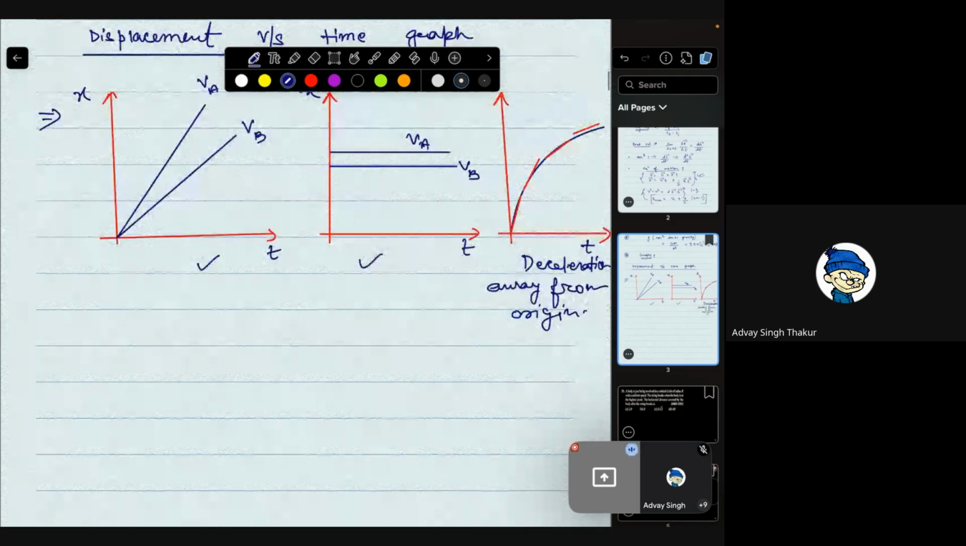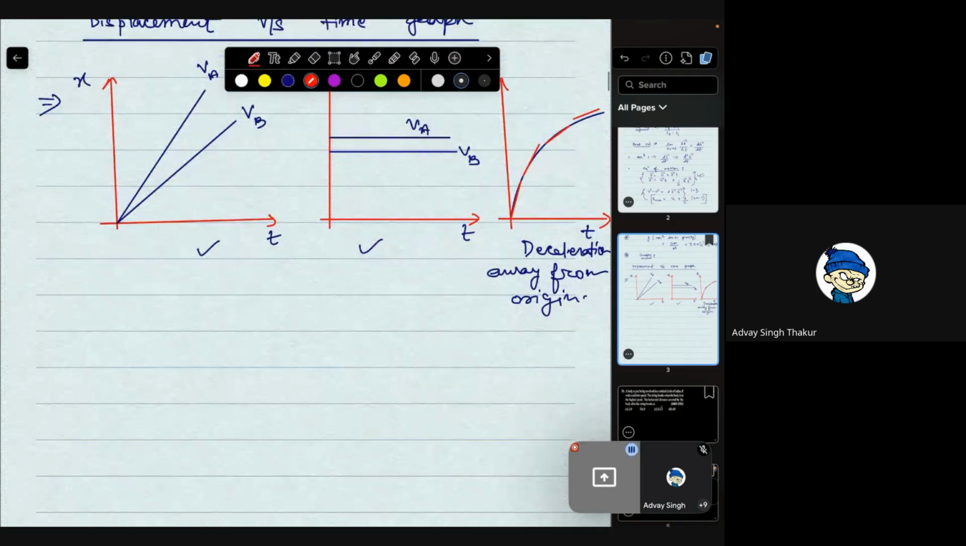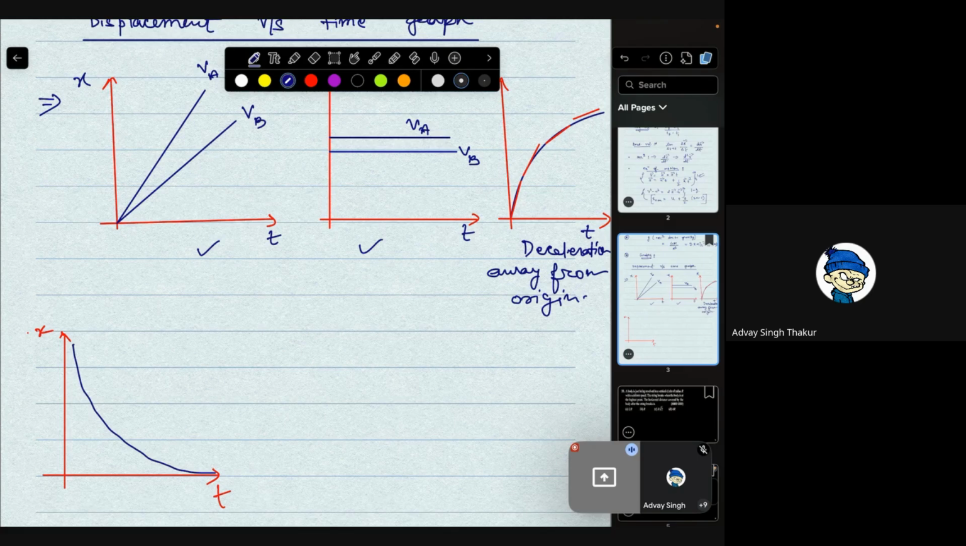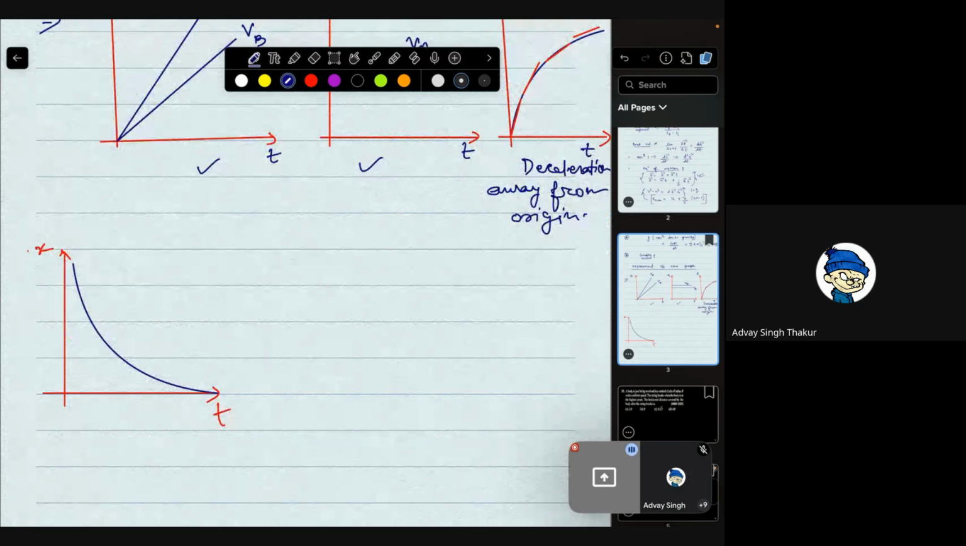Now let's see some other types also. Let's say this is x-t. Now the graph is like this. What do you think? What does it represent?